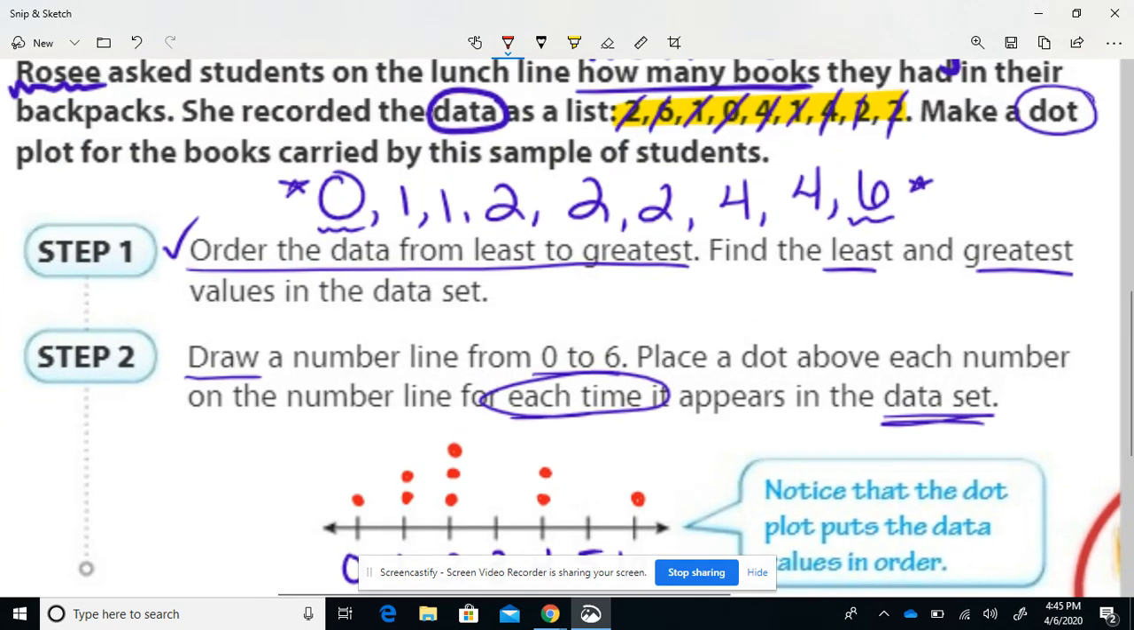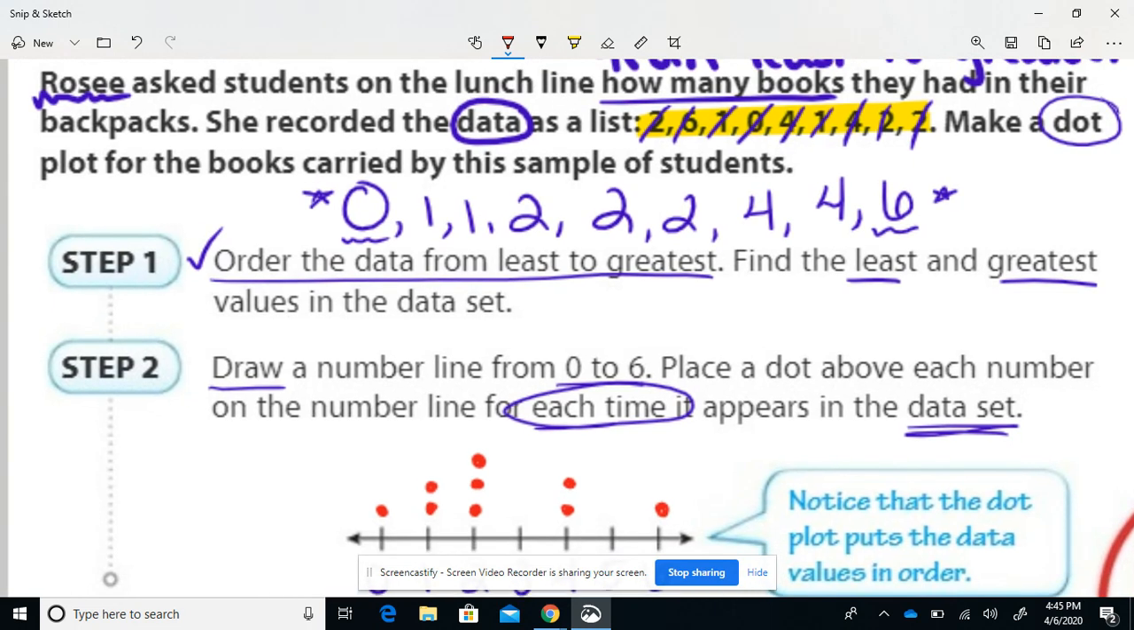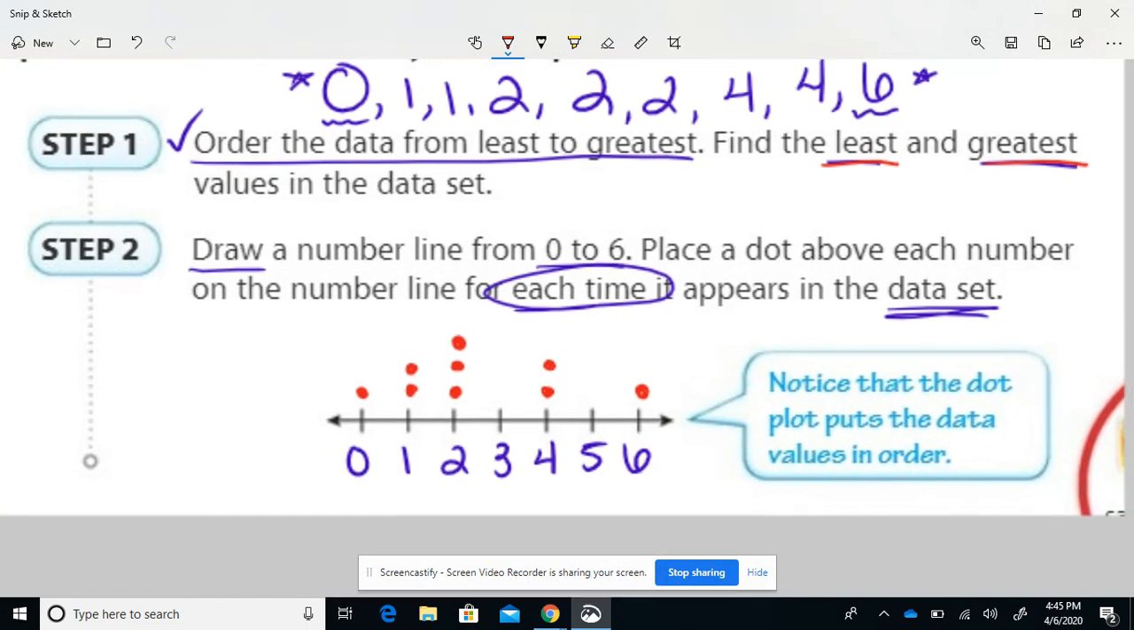Okay, so here's my data set that I was originally using. Then I put those values in order, which is what step 1 is, from least to greatest. I identified my least value and my greatest value in the data set. Then I drew the number line and numbered it 0 to 6 because my least value is 0 and my greatest value is 6. This one was pretty easy for us, just 0 to 6. Put the dots, all right?